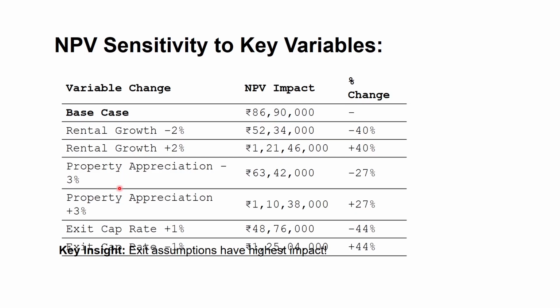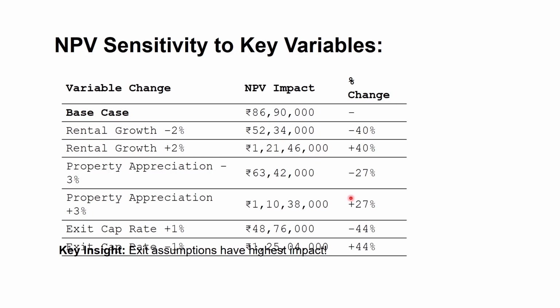Property appreciation changes show similar magnitude. A 3 percentage point increase in appreciation improves NPV by 27%, while a decrease of the same magnitude reduces NPV by 27%. More dramatically, exit cap rate changes create the largest NPV swings. Increasing the cap rate by just 1 percentage point reduces NPV by 44%, while decreasing it by 1 point improves NPV by 44%. Right. So, this 88 percentage point total swing highlights exit assumption as the critical factor. So, from minus 44 to plus 44, there is an 88 percentage swing, which shows that exit assumption is very critical.